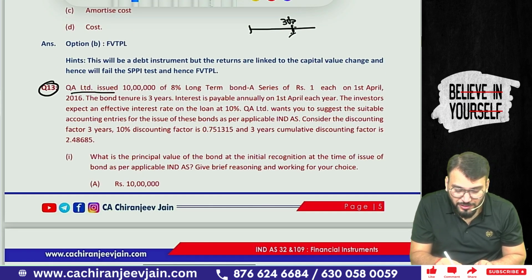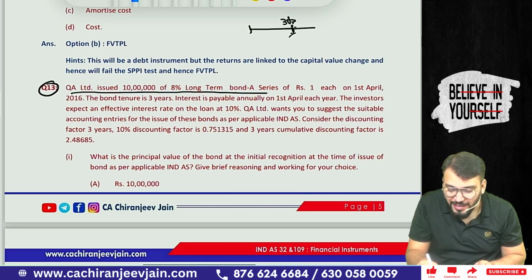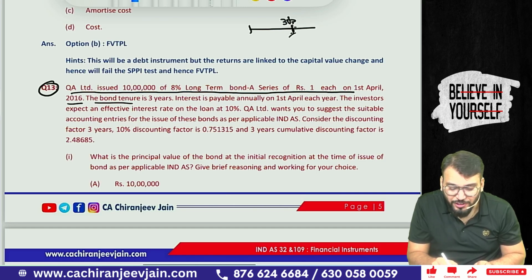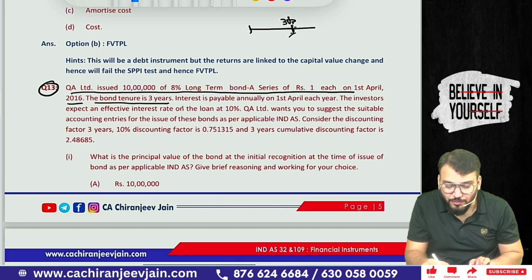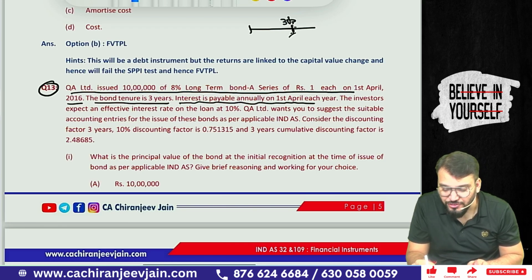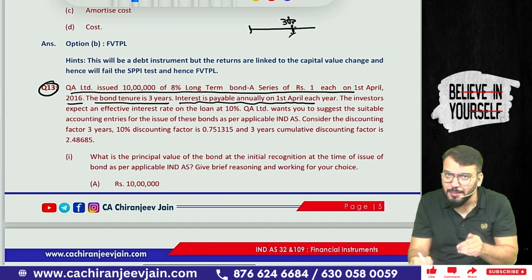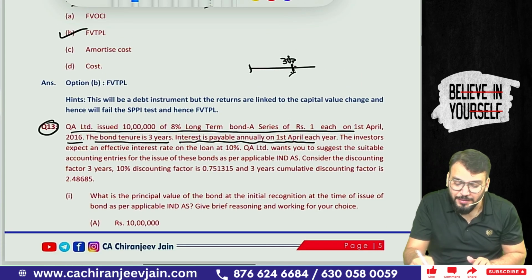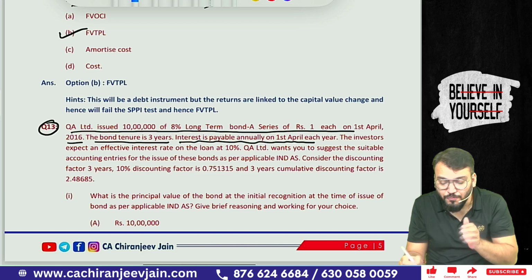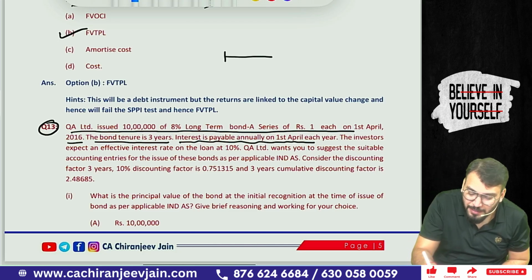ABC Limited issued 10 lakh 8% long-term bonds, A series, of rupees 1 each on 1st April 2016. The bond tenure is 3 years. Interest is payable annually on 1st April each year. It does not mean it is payable at the beginning. Just try to understand, whenever they say it is payable on 1st April, it means what? Normally it is payable at the end.